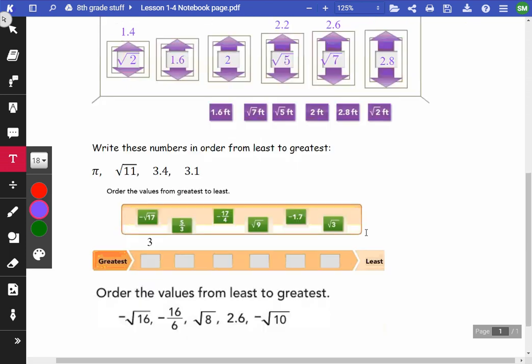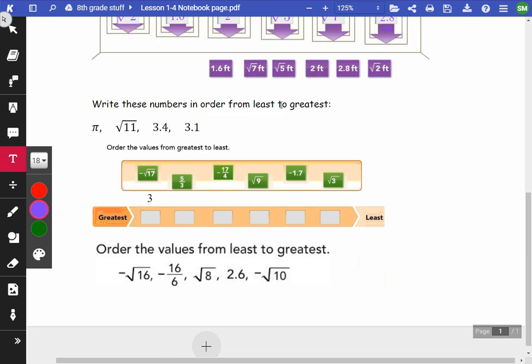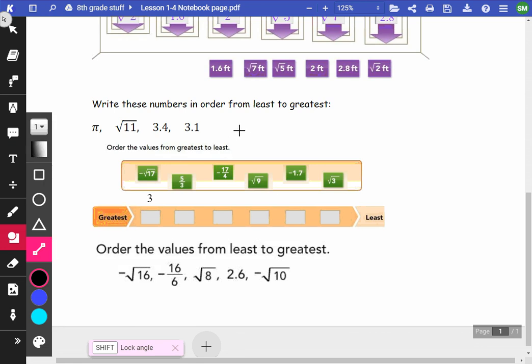Perfect. This next section, we want to write these numbers in order from least to greatest. I can just turn them to decimals and do that, but I'm going to show you how I would do it on a number line. Actually, yeah, I am. I'm going to do this on a number line. So I'm going to choose a shape, get my number line here. And first thing I want to do before I start putting numbers on my number line is figure out about where these numbers are.